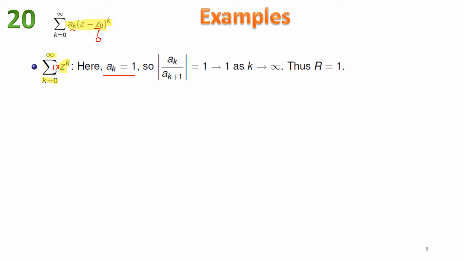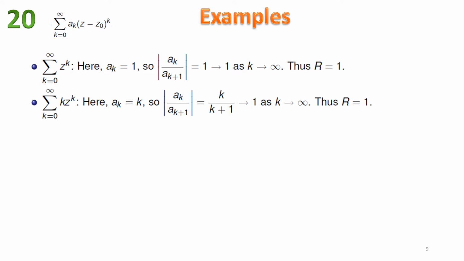So according to the theorem that we have discussed in the previous slide, mod of a_k upon a_(k+1), and here all the coefficients are unity, so 1 upon 1 will be 1, and as k tends to infinity, the limit value tends to unity, and therefore that limit value is the radius of convergence. So here we have r equal to 1.